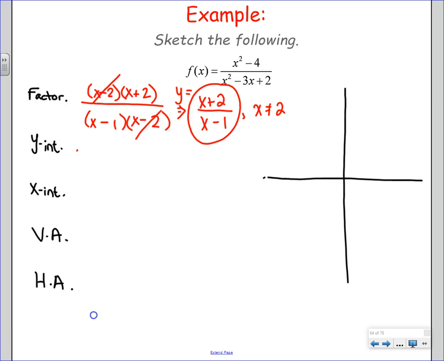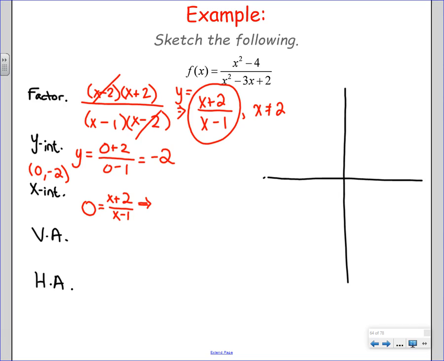Y-intercept. Guys, if you look at your clues, do you understand why I'm setting x equal to 0? Yes. And I get negative 2, which means my y-intercept will be at the point when x is 0, y is negative 2. We'll graph that in a second. Did you look at your clues and realize for x-intercept, why I'm setting y equal to 0? Yeah. Now this one's a little bit trickier.